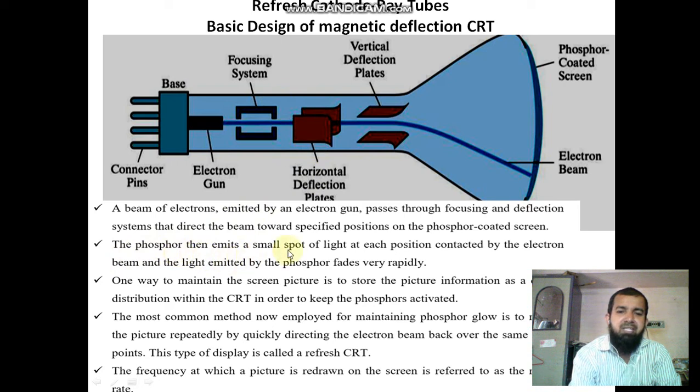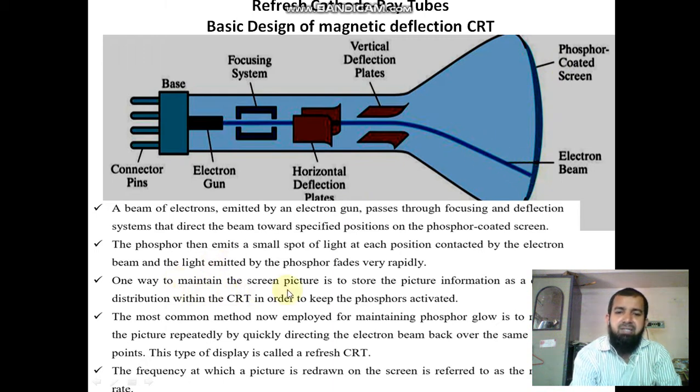The phosphor then emits a small spot of light at each position contacted by the electron beam, and the light emitted by the phosphor fades very rapidly. There are many positions, and at each position contacted by the electron beam it displays a spot of light.